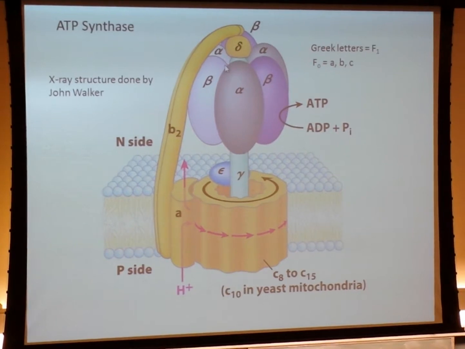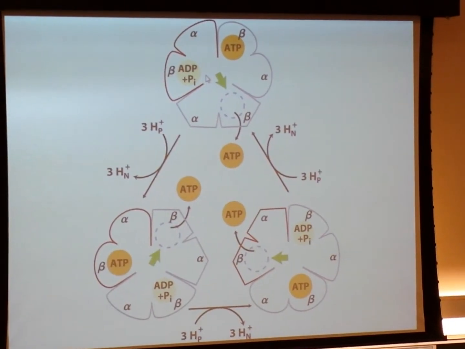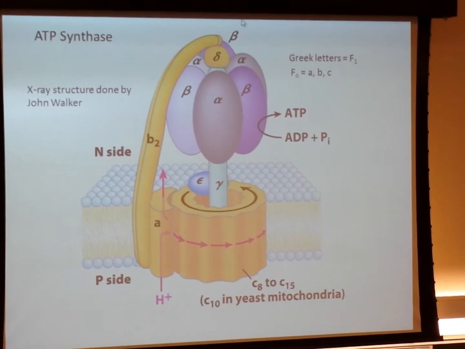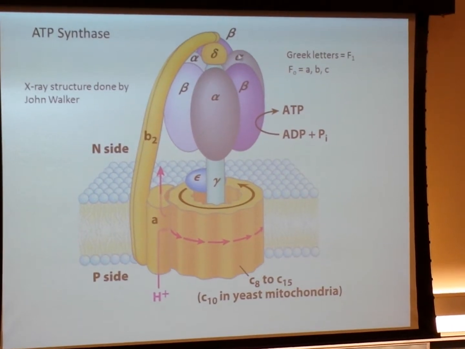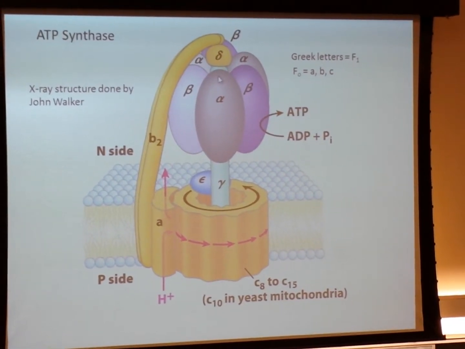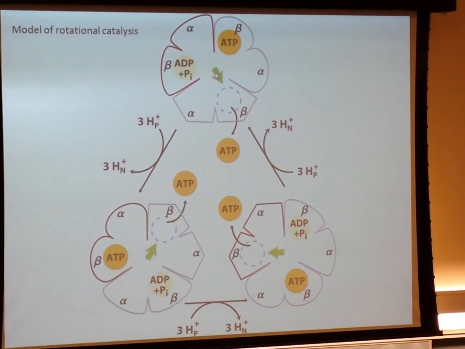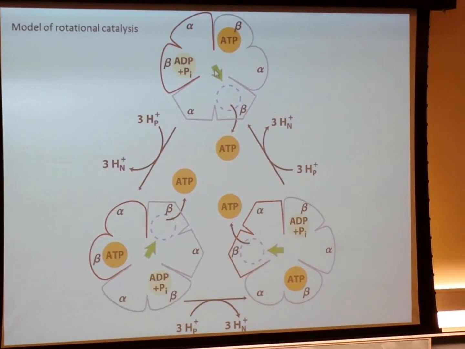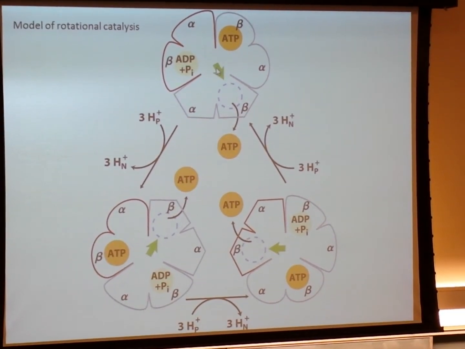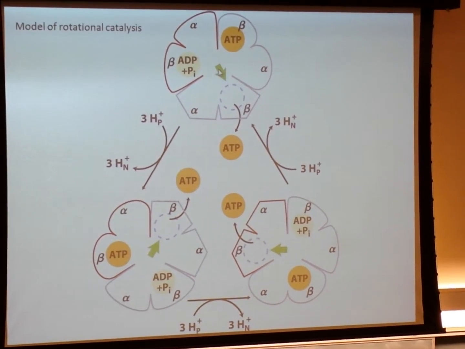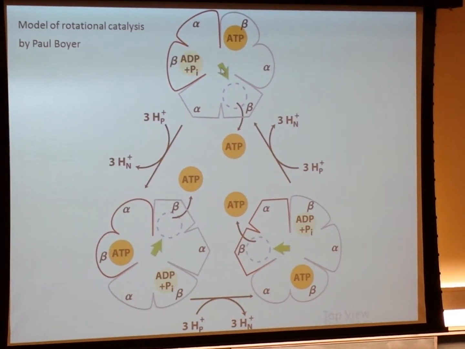So the X-ray structure of this was done by John Walker. And now here, imagine you're looking down, up here on top of where your eyeball is, you're looking down on top of this orange slices. Okay, that's our next slide. So here, this is what people call the model of rotational catalysis. Everything seems to support it. I mean, technically it's a model, but it's for real. This is proposed by Paul Boyer.